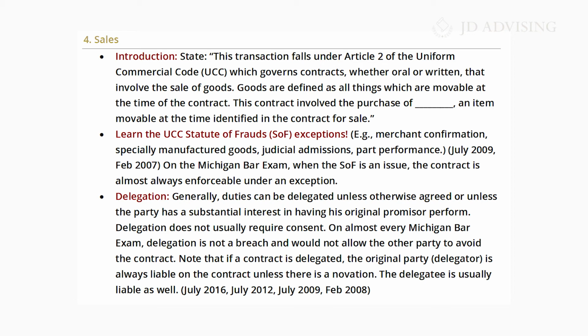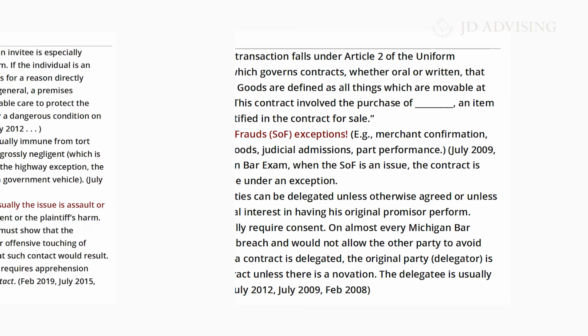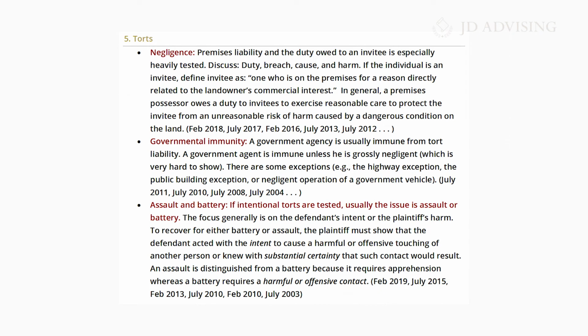I'd make sure you know things like delegation. These are pretty straightforward essays if you know Article 2 pretty well, which is, of course, the problem because it's kind of hard to learn Article 2. But keep that in mind when you're going through these essays. So you'll probably see a contracts question, but there's a decent chance that you won't see a sales question on the Michigan bar exam. Okay, the last subject I want to talk about is torts.